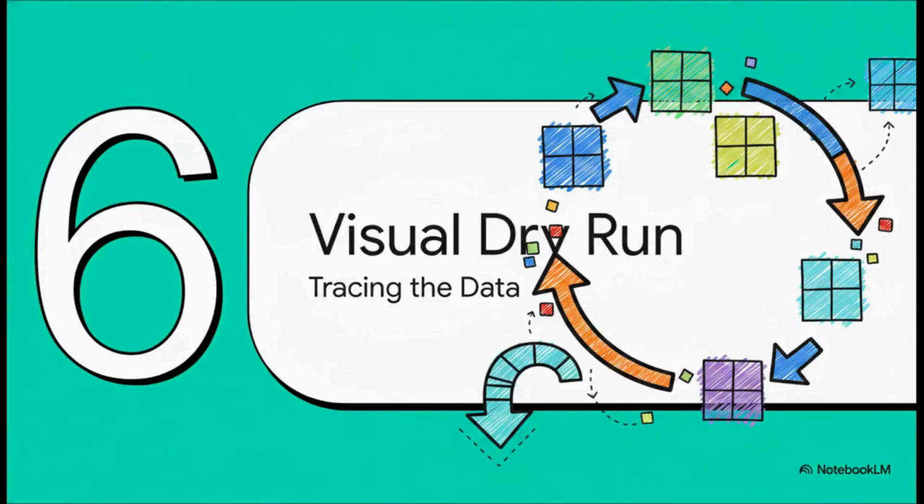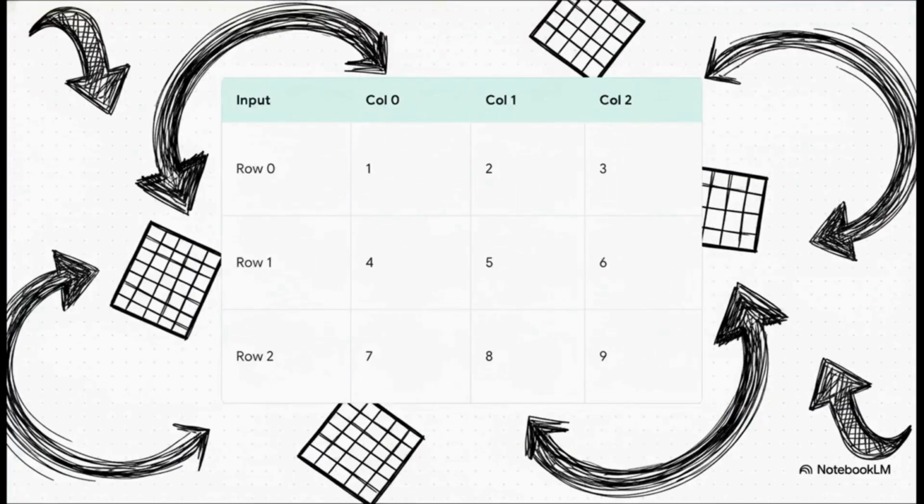All right, now for the fun part. Let's prove it with a visual dry run. Let's start with a really straightforward input to keep things simple. A basic 3x3 grid populated sequentially with the numbers 1 through 9. So row 0 holds 1, 2, 3, row 1 holds 4, 5, 6, and row 2 holds 7, 8, 9. Try to keep this starting picture clearly in your mind for a second.